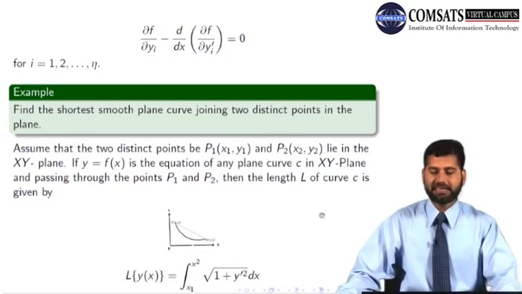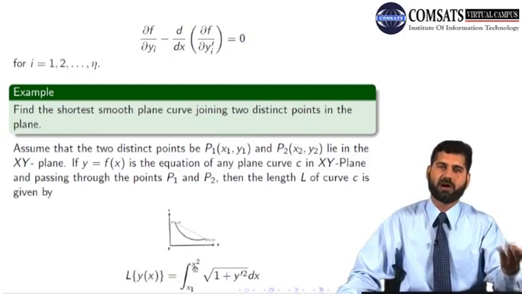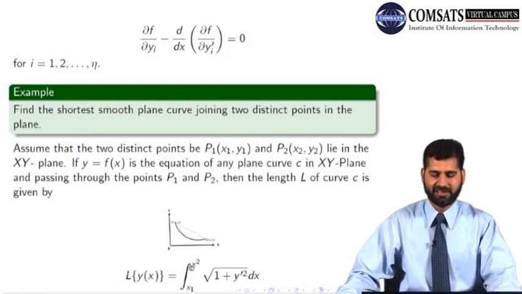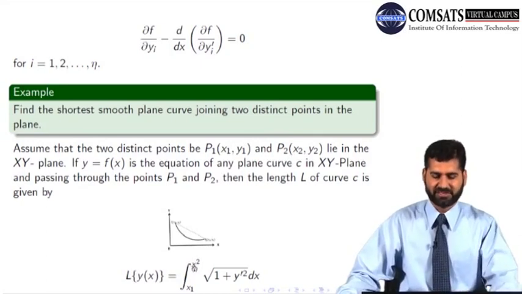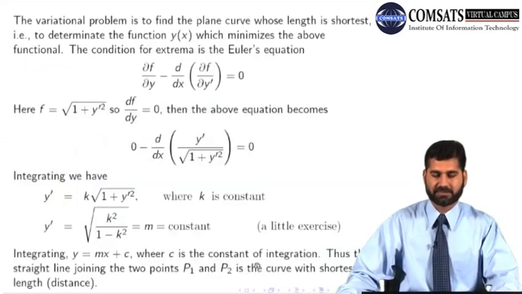You see, this solid curve is any curve here, and I want to find the curve which gives the shortest distance. Then the length L of a curve C is given by, as we know, since we started off with this example, the integral from x1 to x2 of the square root of 1 plus y prime squared dx.